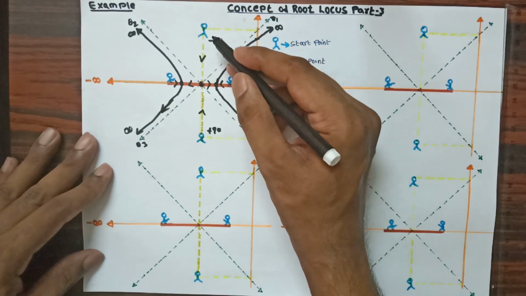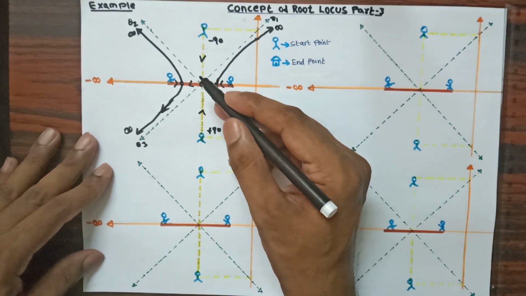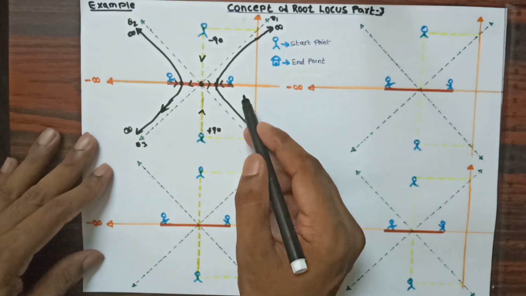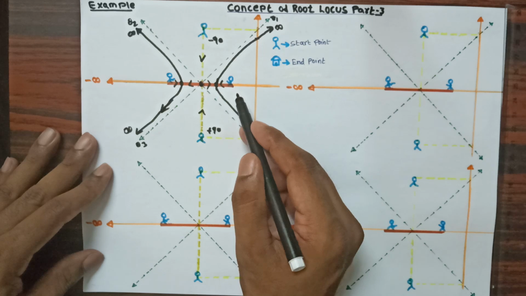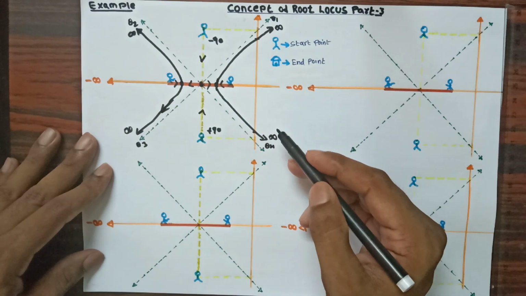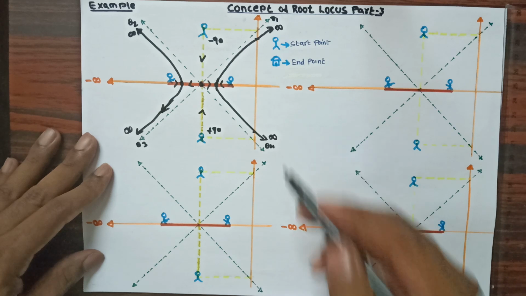First they need to follow the angle of departure, then they need to follow the angle of asymptote. So for these two persons, there is no need for any angle of departure, they just need the angle of asymptote, and with respect to the angle of asymptote, they are going to move towards infinite destination.